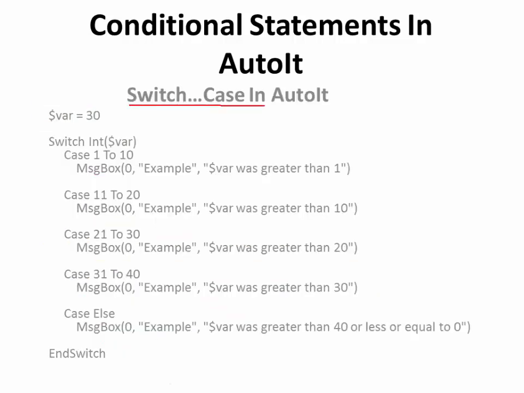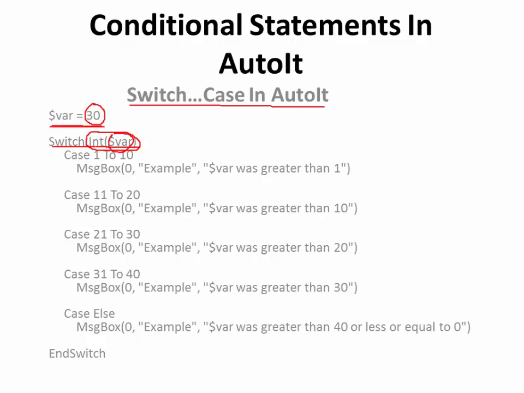So how to use a switch statement in AutoIt? Let's see. We have a variable which is equal to 30, we use a switch statement, and we also use the function Int to convert its value to a number. You can see this is also a number, so why are we converting it to a number again? Because this variable is stored as a variant, which stores the value as a string. So the number is stored in this variable in the form of a string, and this string will first be converted into a number.